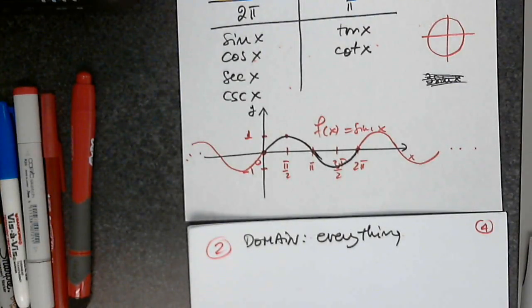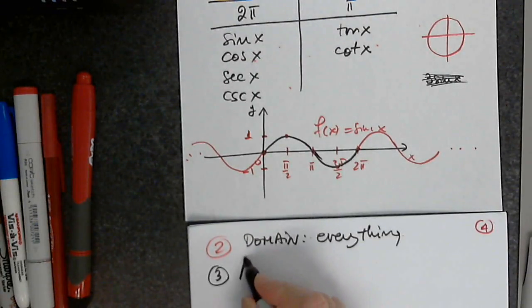Because it's the reference angle that I'm determining sine of 4 pi with. I'm not putting 4 pi, which is 720 degrees, in a right triangle. No, I'm determining the reference angle, and I'm determining the sine of the reference angle, which is always an acute angle between 0 and 90. Okay, so domain is everything.